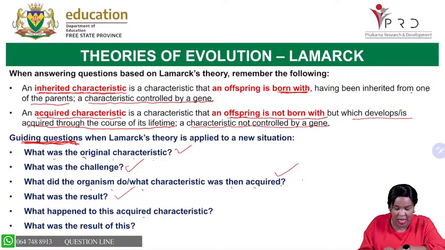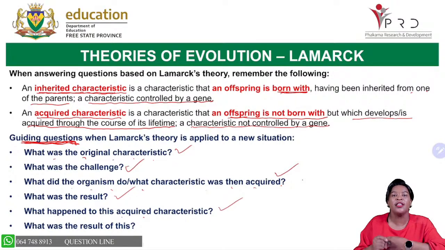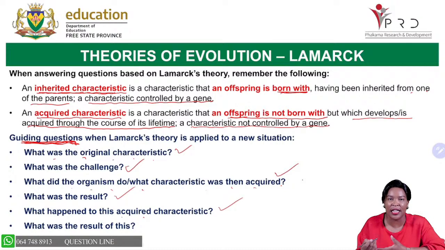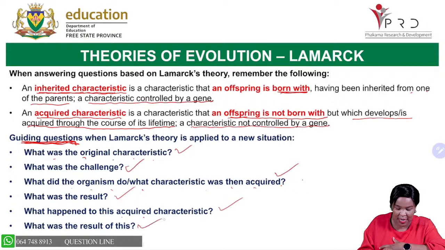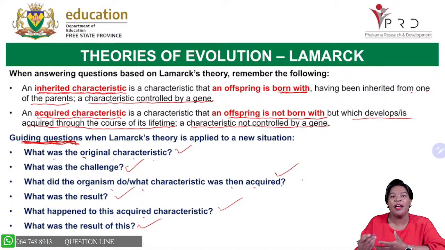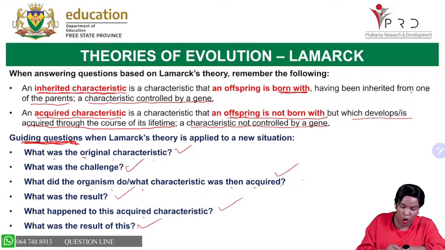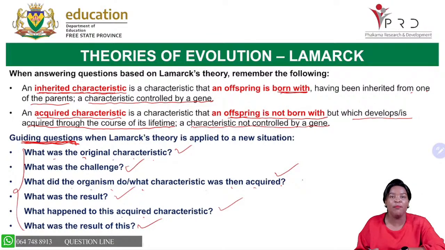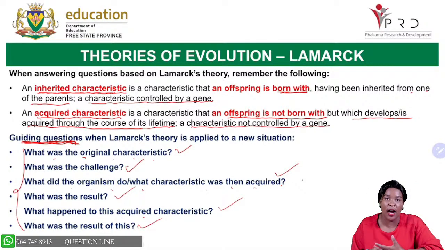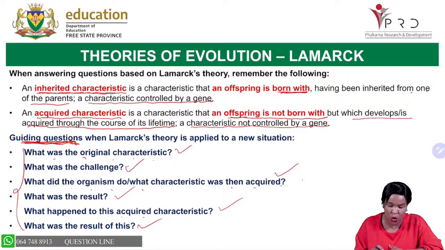Then what happened to this acquired characteristic? This acquired characteristic was passed on to the next generation. Then what was the result of this? Then you end up having a whole generation of giraffes with longer necks than the generation before. So all these questions can help you to get full marks when you are applying Lamarck's theory. I hope you remember that.